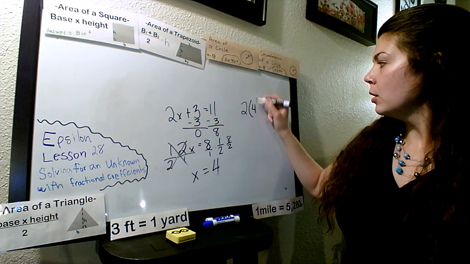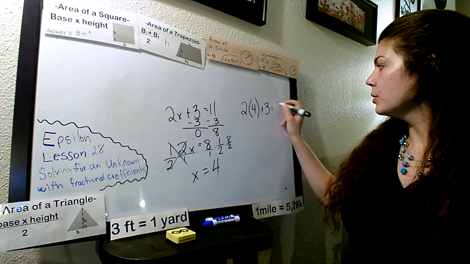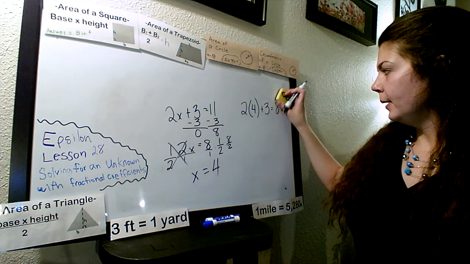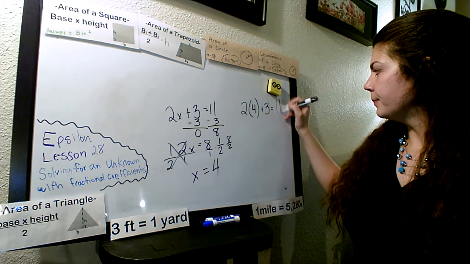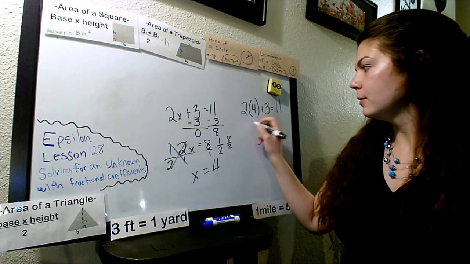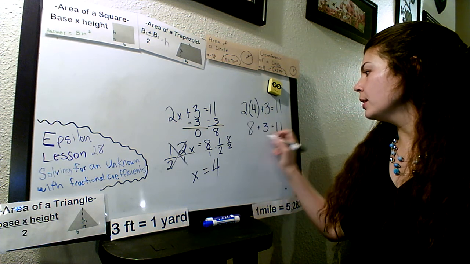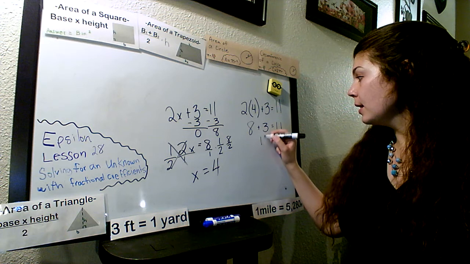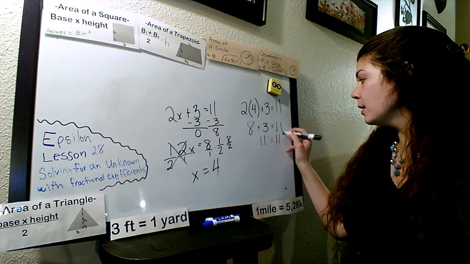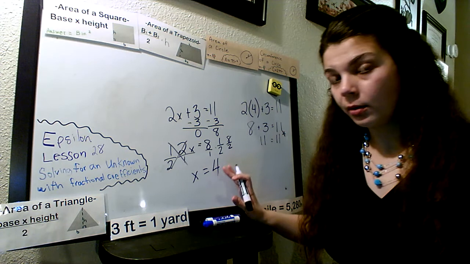2 times 4 plus 3 equals 11. Okay, what is 2 times 4? 8. Plus 3 equals 11. 8 plus 3 is 11 equals 11. We got it. All right, so this was 2 weeks ago.